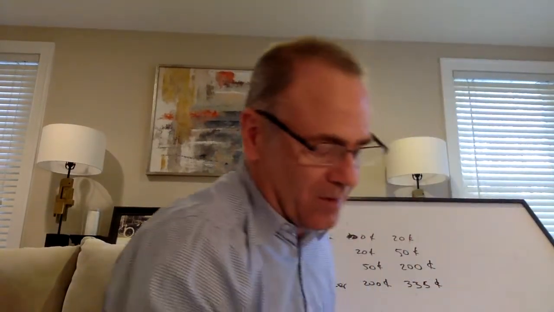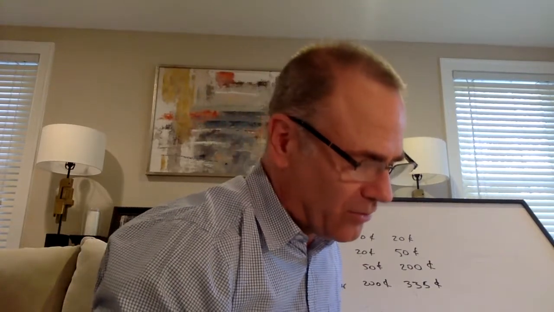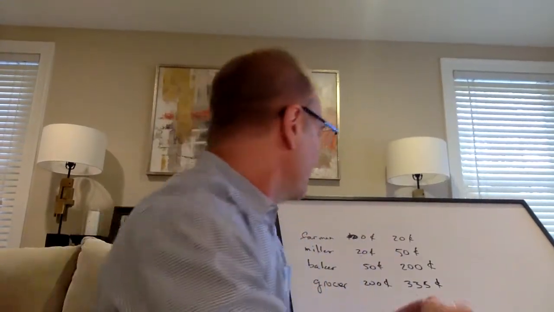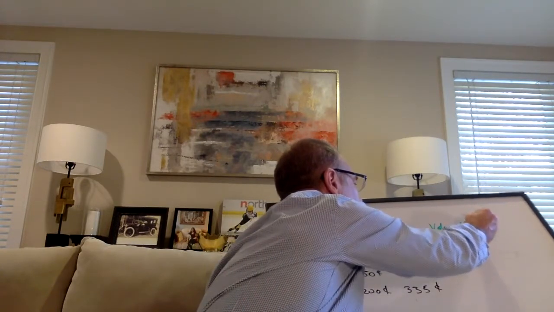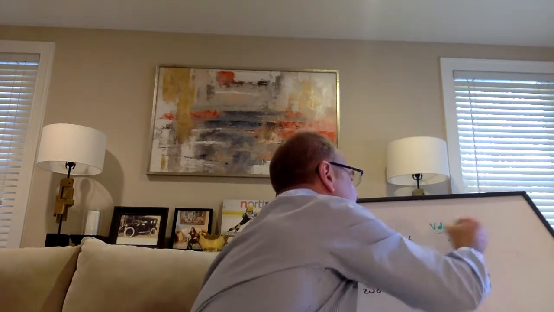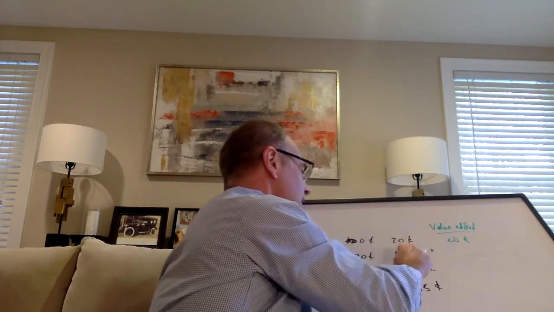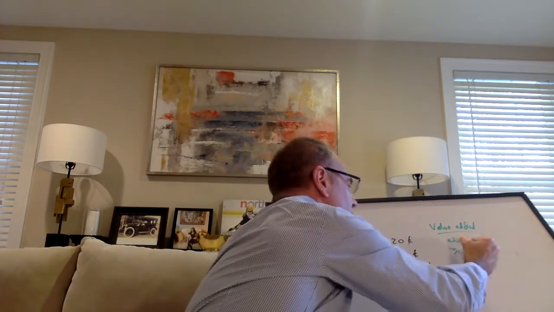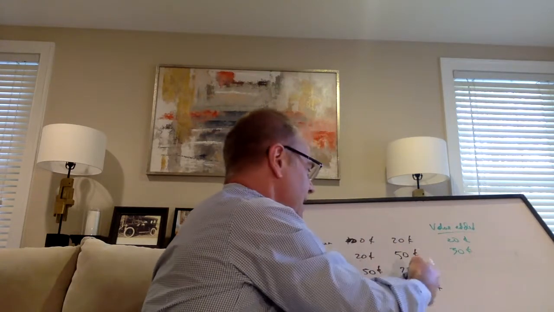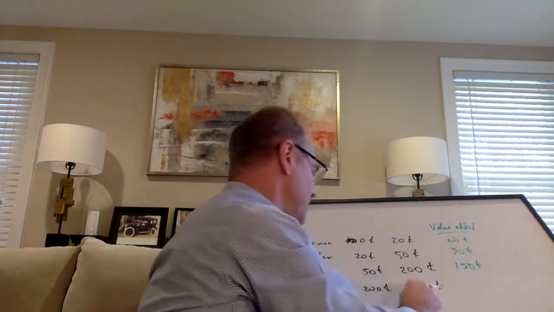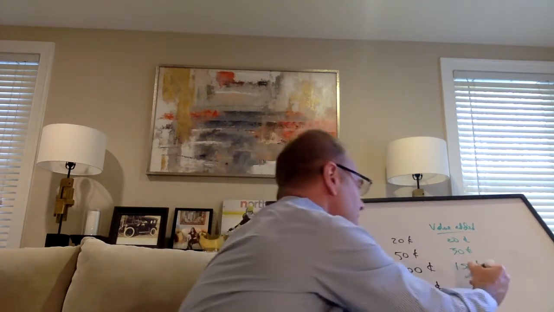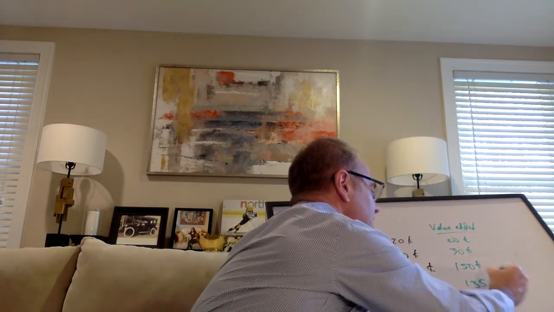The question asks, how much does GDP increase? The second, what is the total value added by all these stages? I'm going to do the second question first. What's the total value? Value added equals 20 cents in the first stage. The second stage is 50 minus 20, 30 cents. Third stage, 200 minus 50, 150 cents. Fourth stage, 335 minus 200, 135 cents.